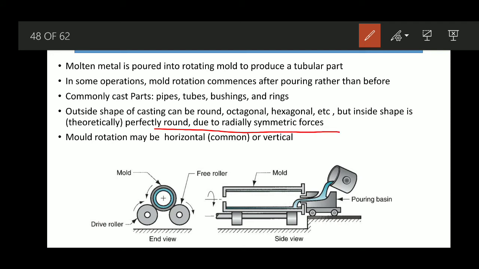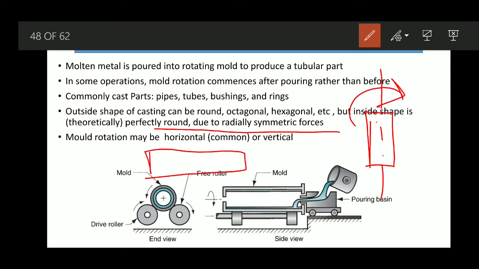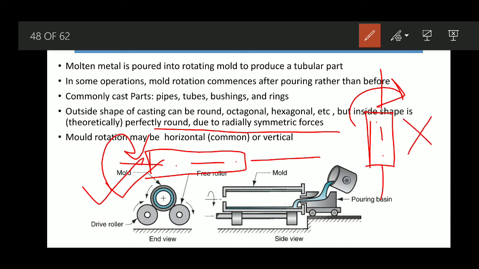There may be two positionings of this mold. It may be vertical, and then it may be rotated, or it may be horizontal, like in this particular figure. Generally this horizontal configuration is more preferred over the vertical one. The vertical one is used, but it is not that much preferred.